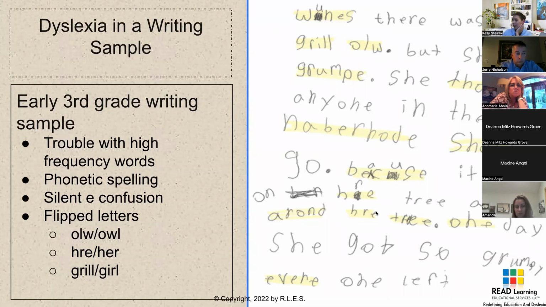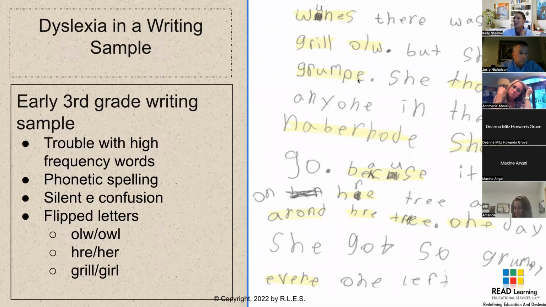Where I'm circling here. And then just in general confusion over silent E, because she's using silent E to get the E sound, but silent E, it's not called silent E for no reason. It'd be talking E if it said something. That's always my joke with the kids. That made some of you laugh, I hope.